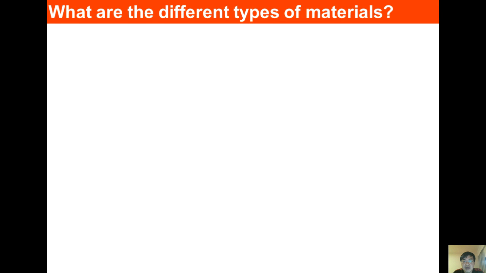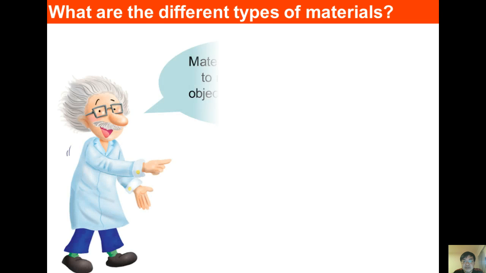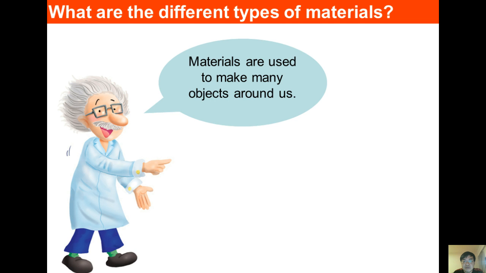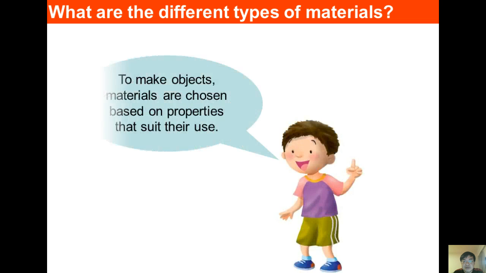So what are the different types of materials? The materials are used to make many objects around us. To make objects, materials are chosen based on properties that suit their users. You cannot get the wrong material for the objects. For example, if the legs of your chairs are made of rubber, it could be too flexible that it may not hold when you sit.